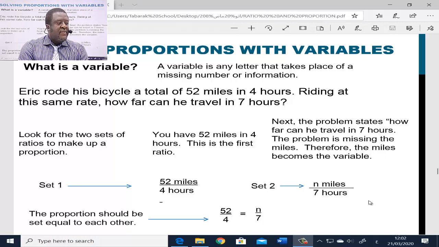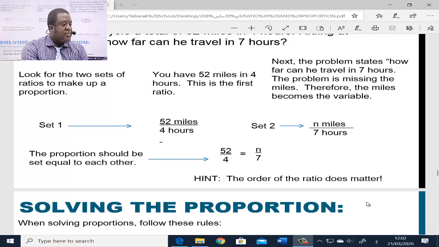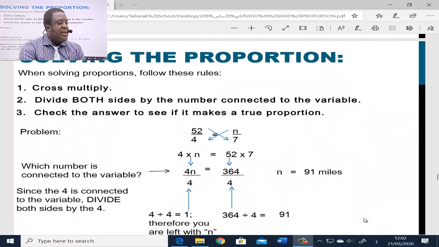Now, we are going to solve proportions with variables. What is a variable? A variable is any letter that takes the place of a missing number or information. Now, how do we solve it? We are going to set up the proportion as an equation. Let me quickly explain with this example. The first thing is to cross multiply and divide both sides by the number connected to the variable, and the third is to check the answer to see if it makes a true proportion.